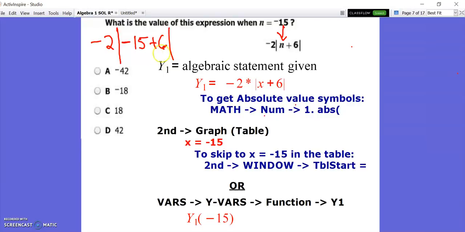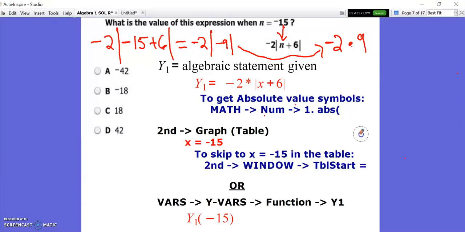Now we do the math inside our grouping symbols, inside the absolute value. So negative 15 plus 6 is negative 9. So I have negative 2 times the absolute value of negative 9. So the special characteristic of absolute value is it's going to take negative 9 and change it to something that is non-negative, or it kind of takes the distance from 0. You can think about it that way. So negative 9 is 9 away from 0, so I'm going to write it over here as negative 2 times 9. So it's going to look something like that.